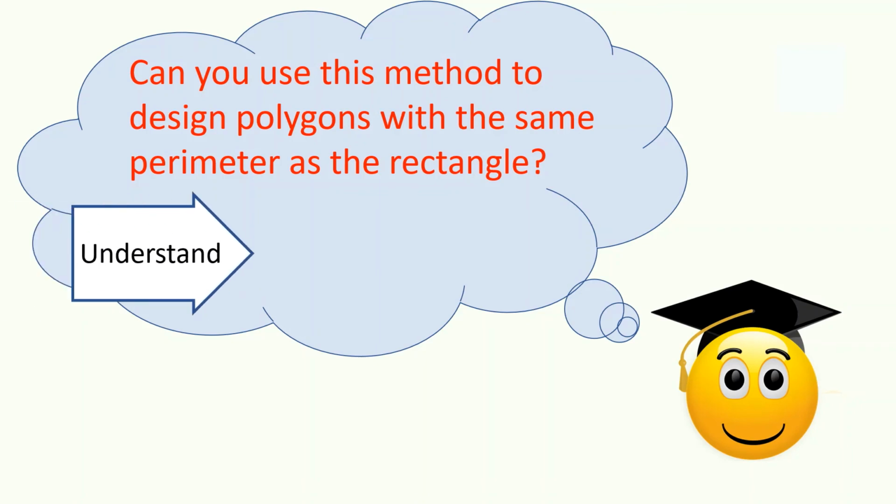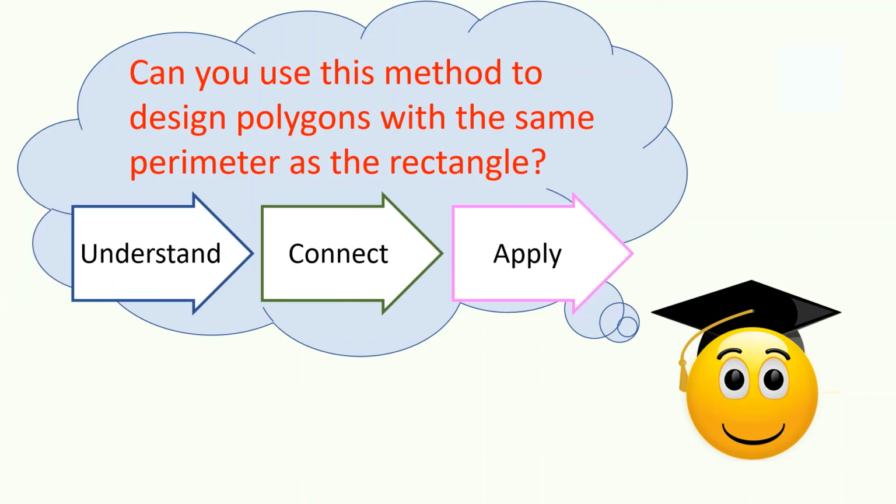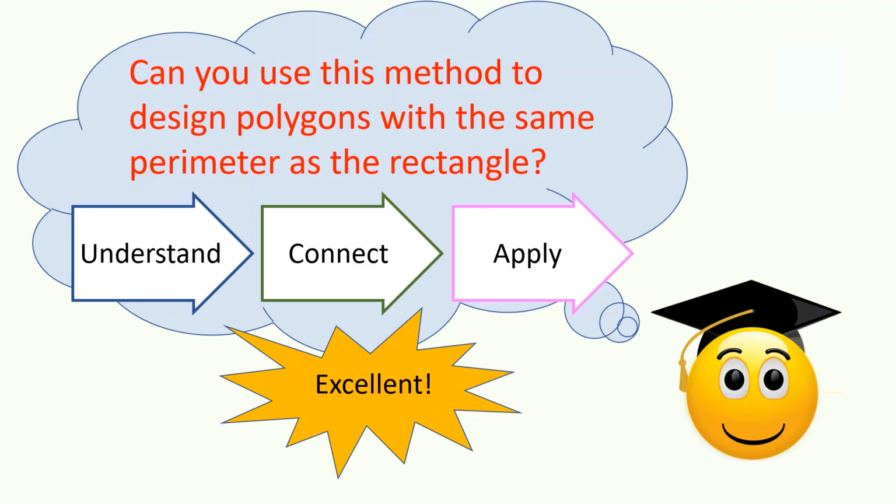When we learn a new concept, firstly, we understand it. We understand the perimeter of an L shape. Secondly, we connect it with other examples. We connect the L shape with other polygons. Thirdly, we apply it. You are encouraged to design your own polygons. Now you have a very good understanding of today's concept. Excellent.